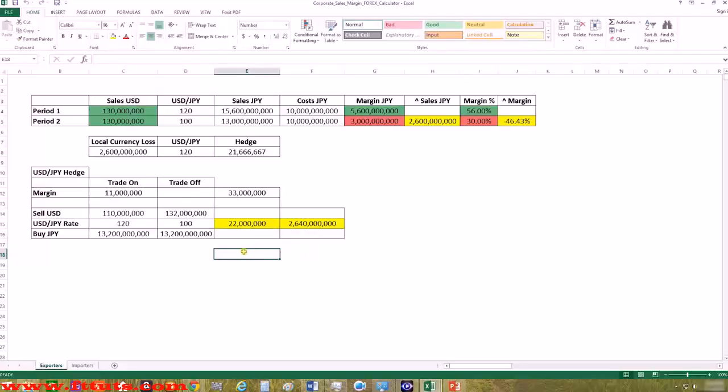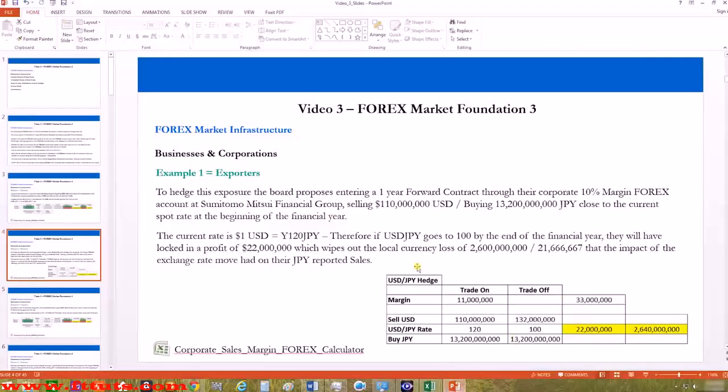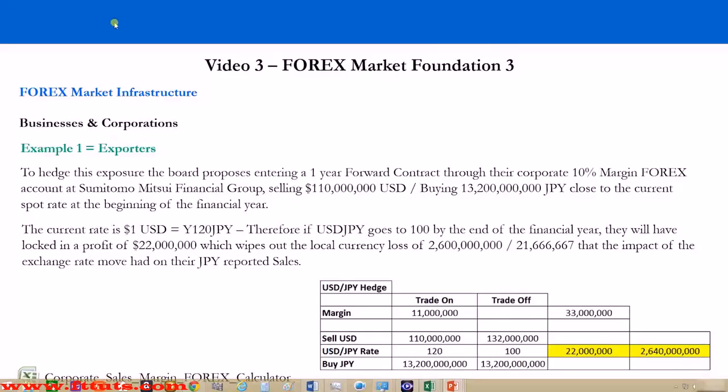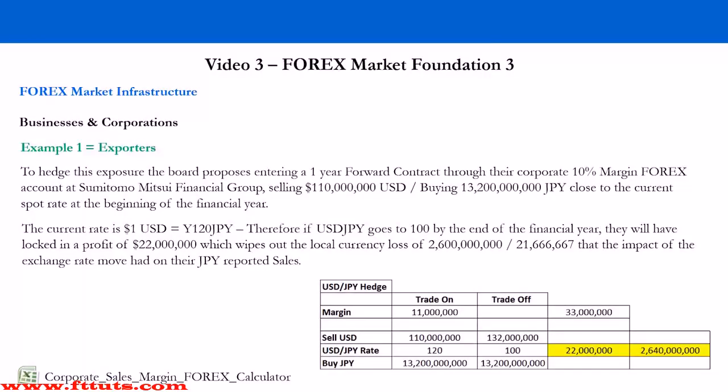It's pretty straightforward. You can go through the cells, look over the cells, and understand how the calculations work. But essentially, that's a classic situation for exporters. Okay, so that covers exporters. Make sure you go through the spreadsheet and go over the cells and understand how this works. Do that in your own time.